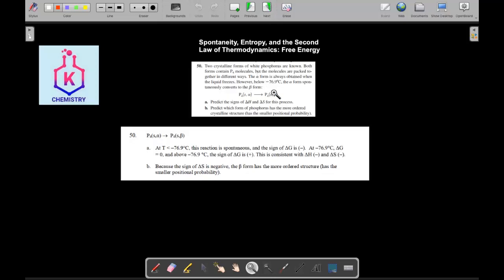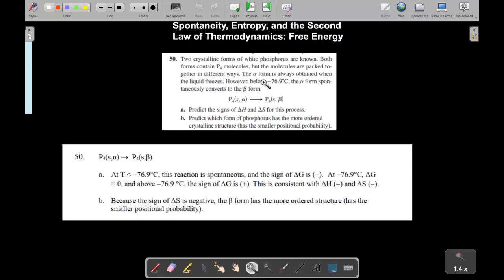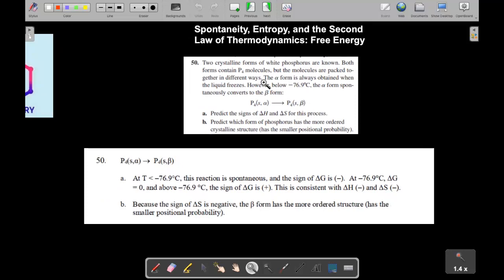Two crystalline forms of white phosphorus are known. Both forms contain P4 molecules, but the molecules are packed together in different ways: P4 alpha and P4 beta. Predict the signs of delta H and delta S for this process, which occurs only below a certain temperature, as we agreed. If it is only at low temperatures, this is the case where delta G is positive at high temperature. This means delta H is negative and delta S is negative. In this case only, it becomes spontaneous at lower temperature.